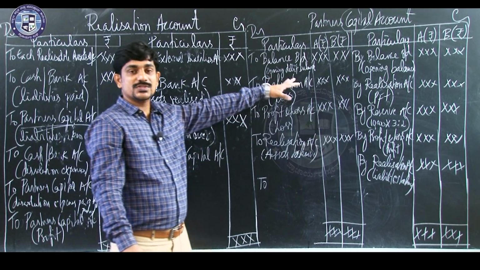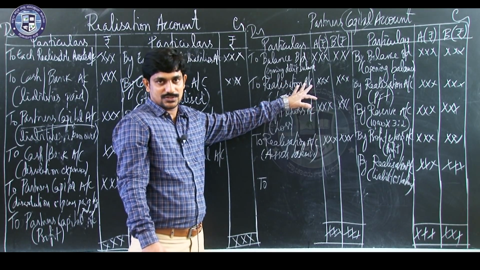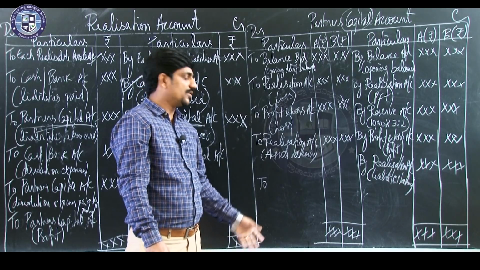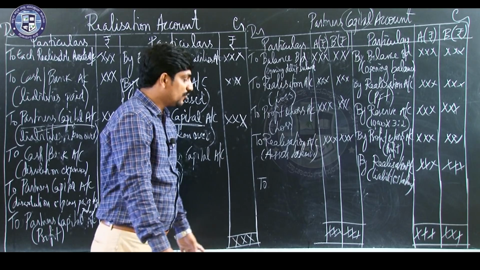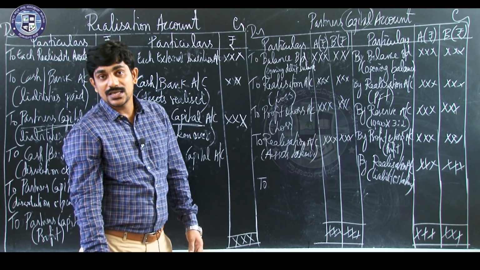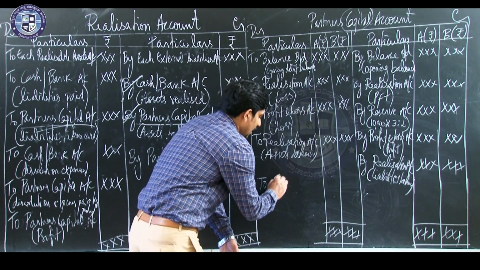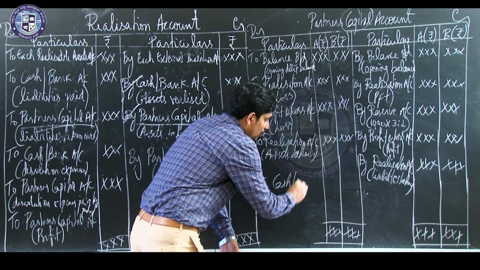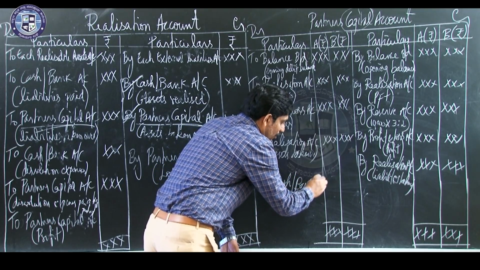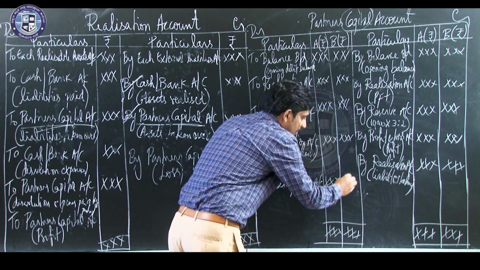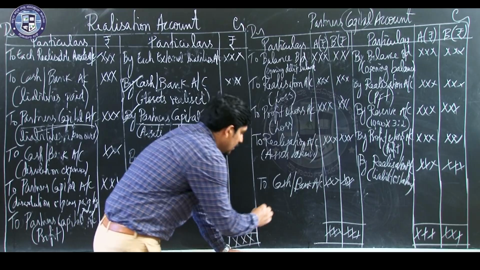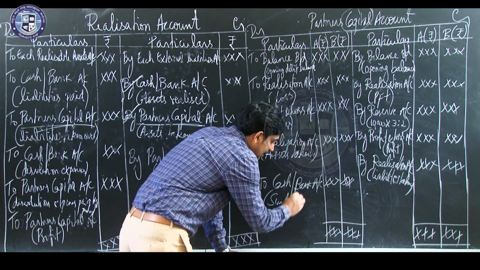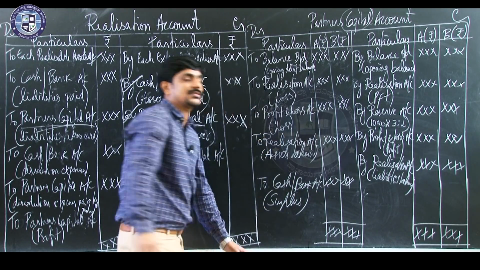So, we need to close the accounts of the partners also. We cannot write it as "to balance carried on." How to settle the account? By paying them cash. So, you have to write it as "to cash" or "bank account." If cash is there, cash account; if bank is there, bank account. This is nothing but a surplus amount, which means the partner will receive the surplus amount.